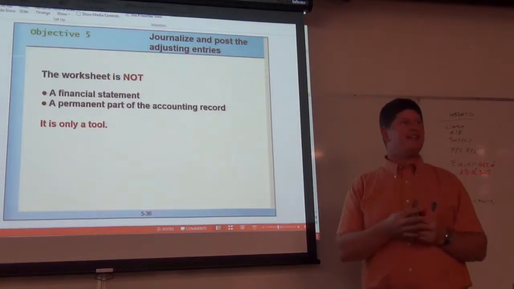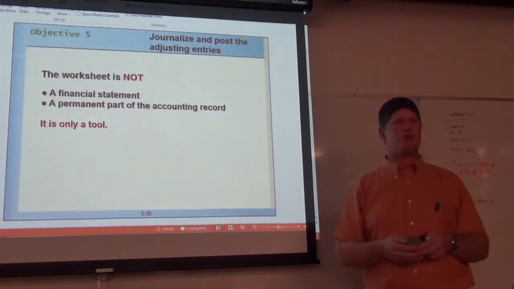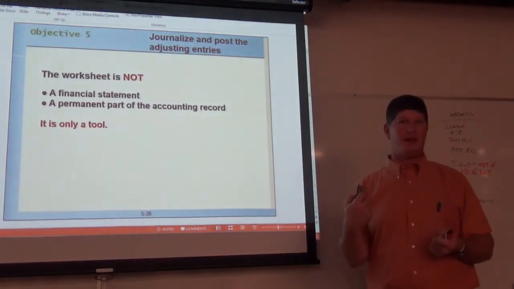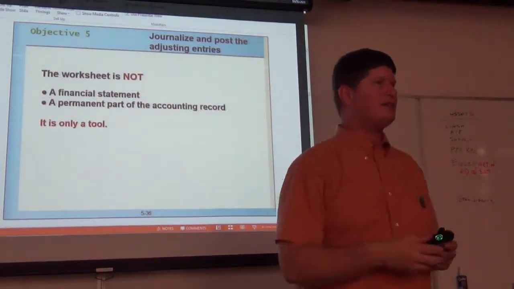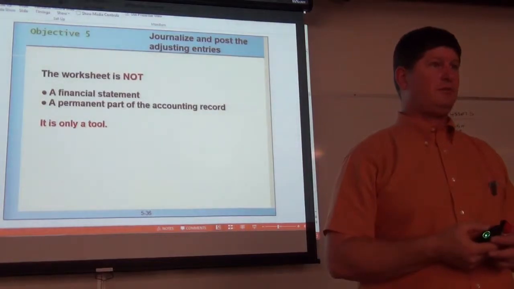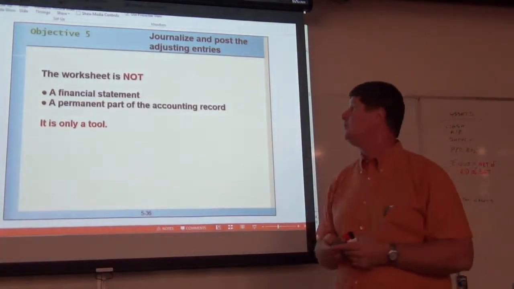So I tend to just fold it in half, stick it in with the permanent records and keep it in case I ever have to go back and refer to it. But it is not something where you hand it out at a meeting and say, here, we're going to go over the financial statements. Cool?